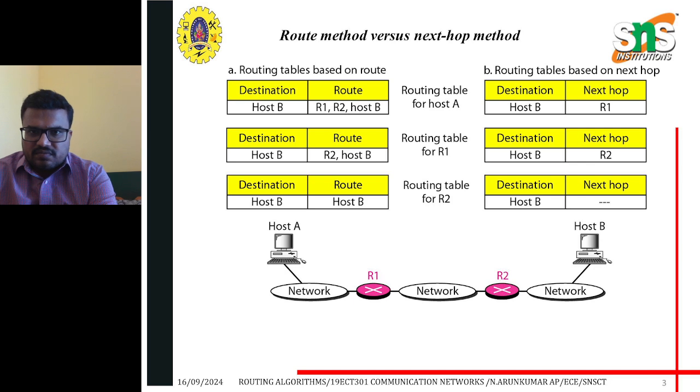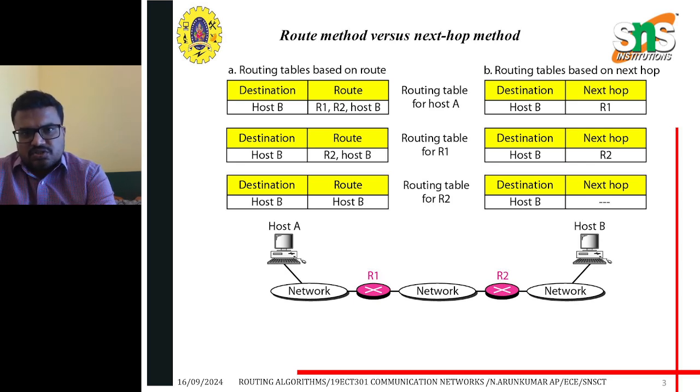So, route method versus next hop method. There are two techniques to be followed for tabulation methods. The first one is the routing table based on the route. The second is the routing table based on the next hop. A hop is a network which is used to connect to the neighboring nodes. Next, the router is used to forward the data to all the neighboring nodes.